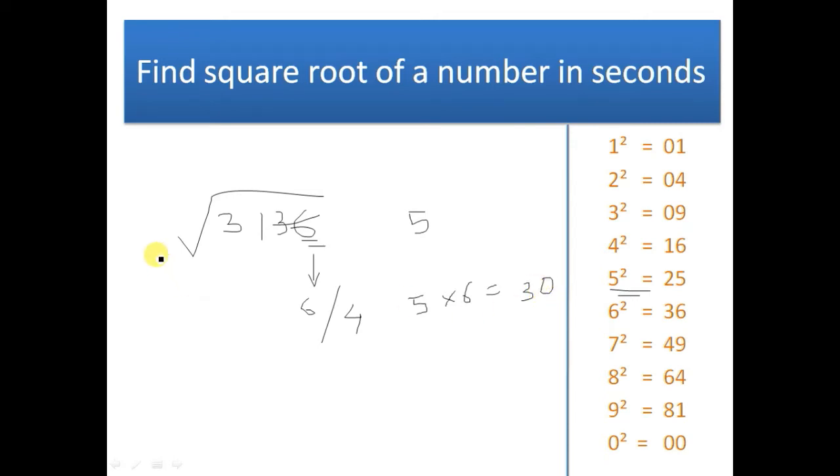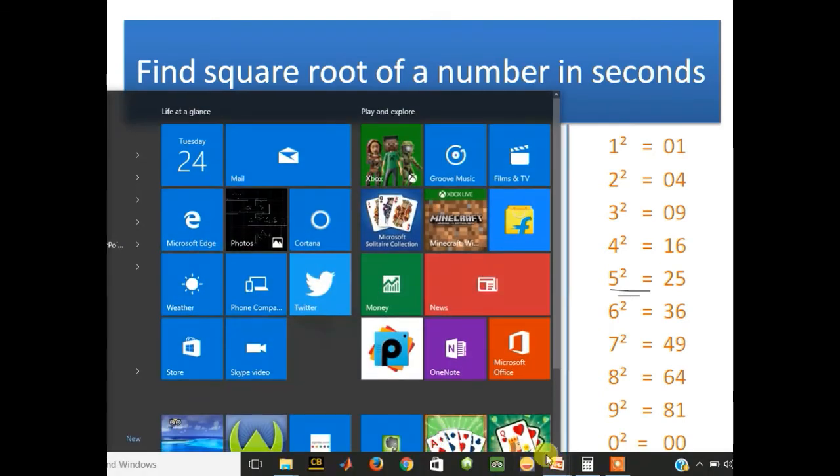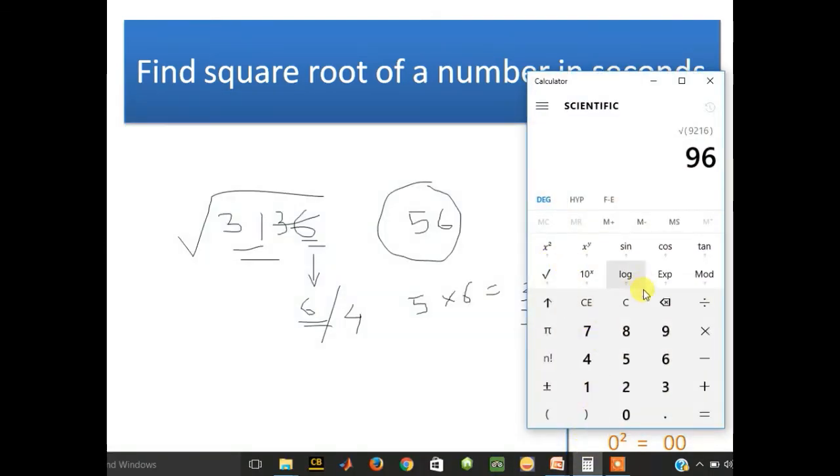Again 31 is greater than 30, so that allows us to select the greater number between 6 and 4, that is 6. So 56 is our answer. Again we check it in the calculator. The square root of 3136 is 56.